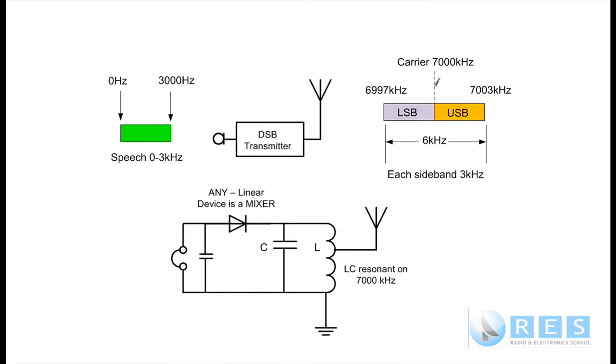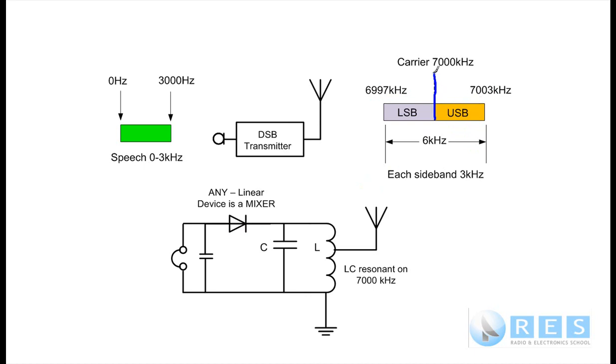Now remember, we've still got our carrier here on 7,000 kilohertz. This is double sideband, full carrier. Very inefficient mode because 50% of the power is in the carrier and 25% is in each of the sidebands. Okay, if this signal from 6997 kilohertz to 7003 kilohertz goes into a mixer, a nonlinear device, a diode in this case, what's going to happen?